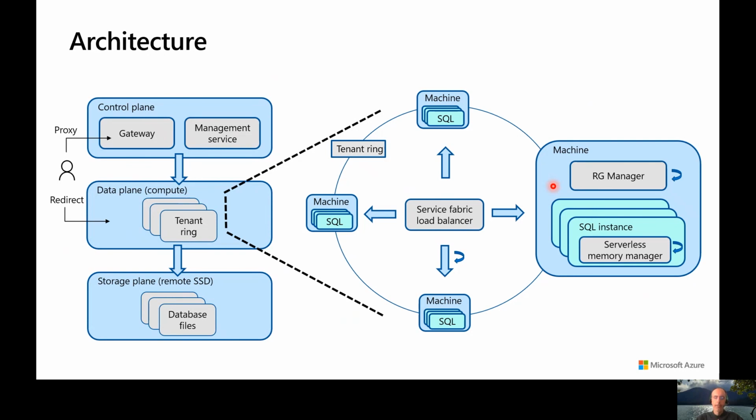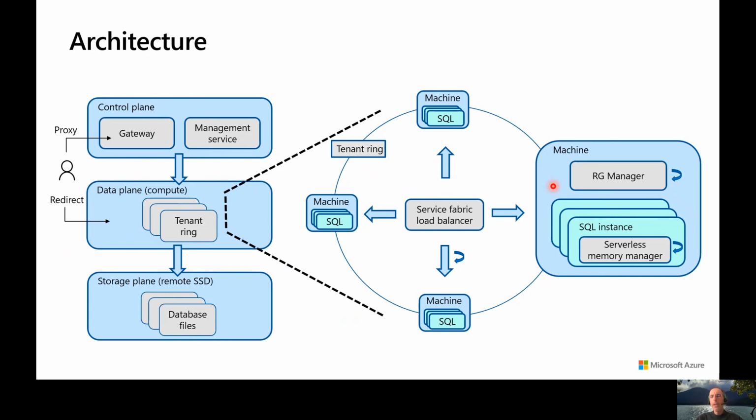identify a cooler subset of cores on the same machine that it can then reaffinitize one of the serverless workloads to. And that reaffinitization motion is extremely quick. It's on the order of microseconds and a virtually imperceptible impact in terms of performance to the customer's workload.